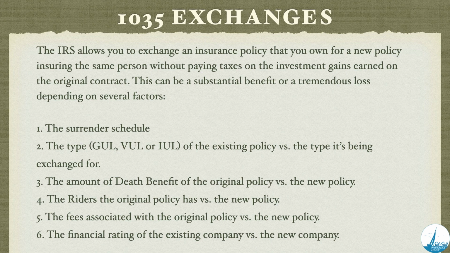Number 5, the fees. As I mentioned before, the fees with VULs are much higher than with GULs or IULs because they're actively managed plans. So if you want to reduce your fee burden, it might make sense to do a 1035 in that case, depending on your policy's surrender schedule. All right, finally, number 6, the financial ratings. We already talked about how important it is to only work with companies with an A rating or higher, so I shouldn't have to explain why this is important again.